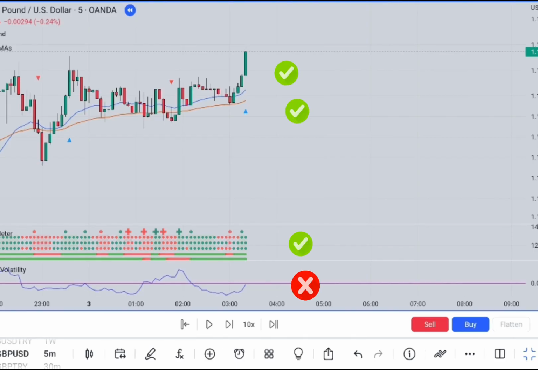Please pay attention here. Although the EMA lines, half-trend buy signal, and all colors of the trend meter indicator are green, the Chaikin volatility line is still below the zero level. We are waiting for a maximum of 4 more candlesticks. And if all conditions are not met, our expectation will be in vain.